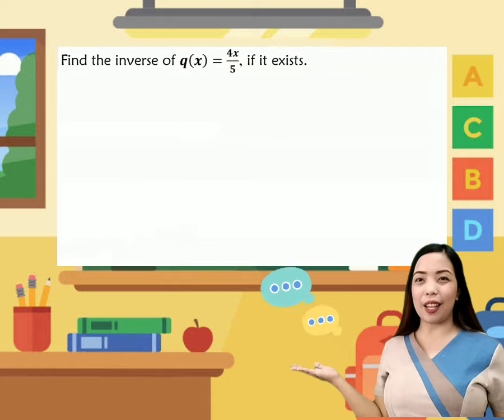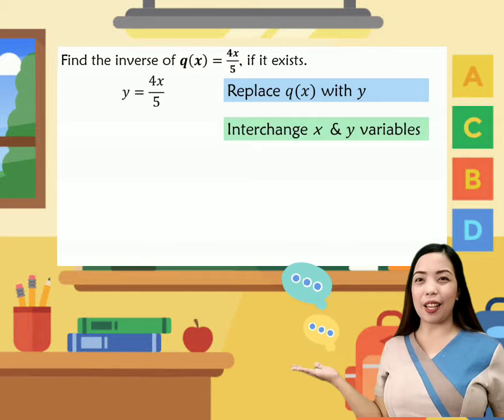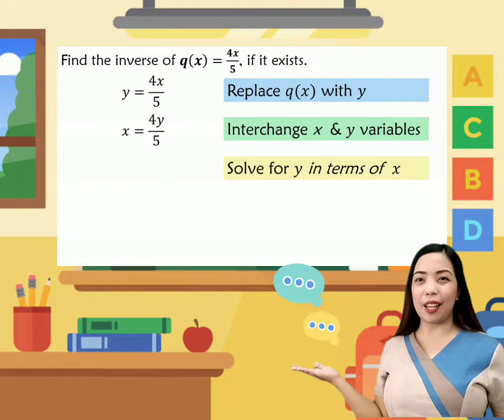Another one. Find the inverse of q of x equals 4x over 5 if it exists. Again, step 1, let us replace q of x with y. So y is equal to 4x over 5. And then step 2, interchange x and y variables. So we have x is equal to 4y over 5. Step 3, solve for y in terms of x.